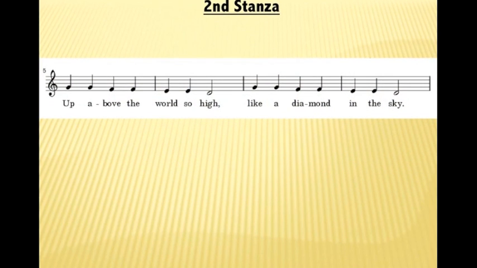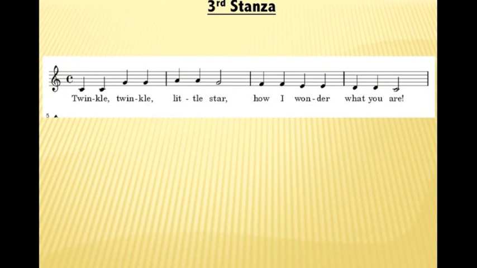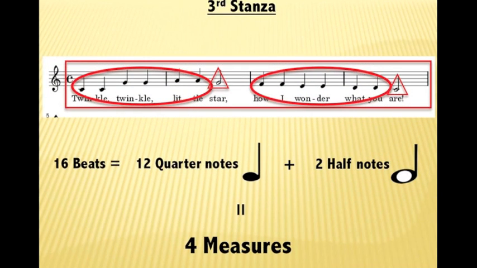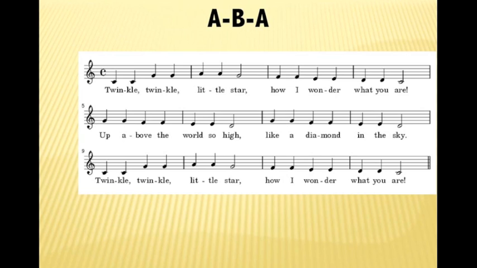The second stanza contains exactly the same measurements, but the sounds of the notes are different. The third stanza is again exactly the same measurements, with exactly the same tune as the first stanza. This is called a classic ABA structure, where the first and third stanzas are the same, and the middle stanza is different. It is the musical pattern for thousands and thousands of songs around the world.